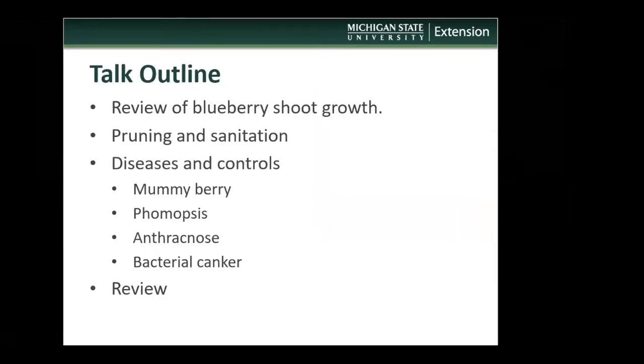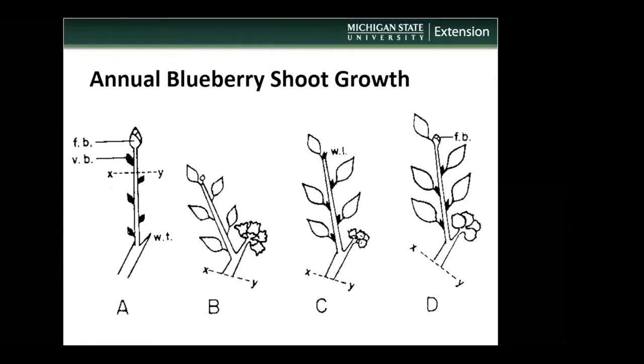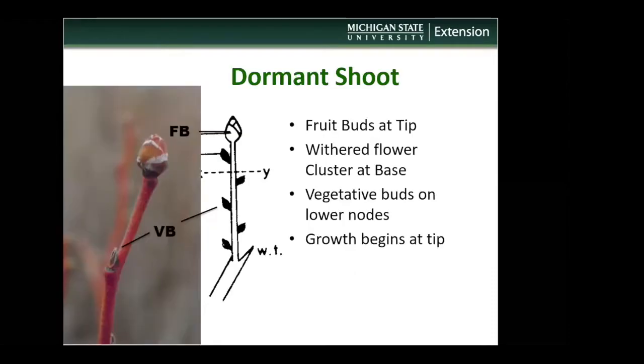I'm going to review blueberry shoot growth because blueberries grow kind of unusually compared to other fruit crops that we grow. I'm going to talk about pruning and sanitation. I'm going to talk about the different diseases that we have here in Michigan that cause twig blights and shoot blights, and then I'm going to review it all at the end, and then we'll have time for questions again. So I'd like to talk about the cycle of annual shoot growth, and I'm going to go through that with pictures, and then we'll come back and talk about the different diseases that infect blueberries.